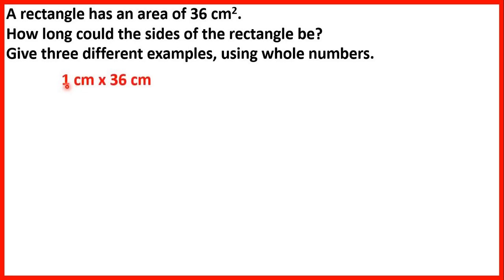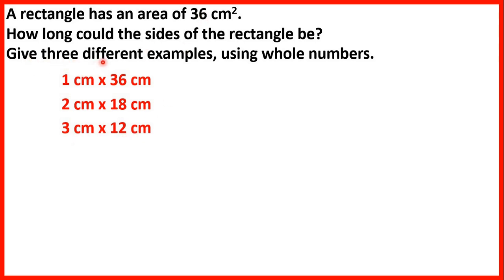We could have 1 centimetre and 36 centimetre sides, because 1 times 36 is 36. Or we could have a width of 2 centimetres and a length of 18 centimetres, because 2 times 18 is 36 as well, and we can work that out because if we divide 36 by 2, we get 18. We could also have a width of 3 centimetres and a length of 12, because 3 times 12 is 36.